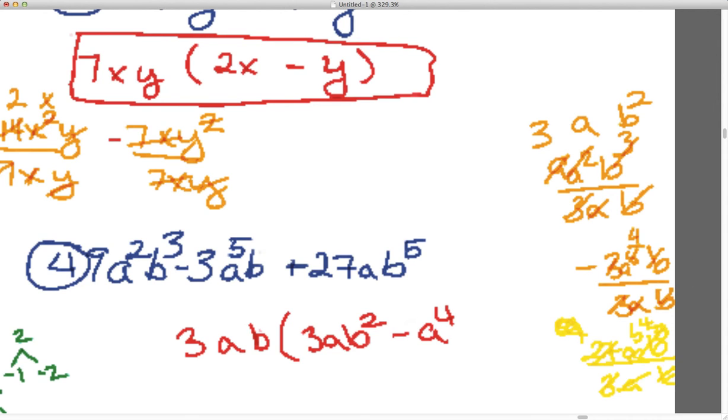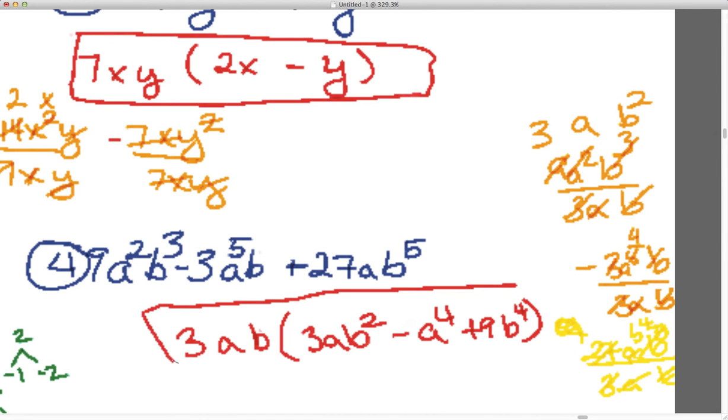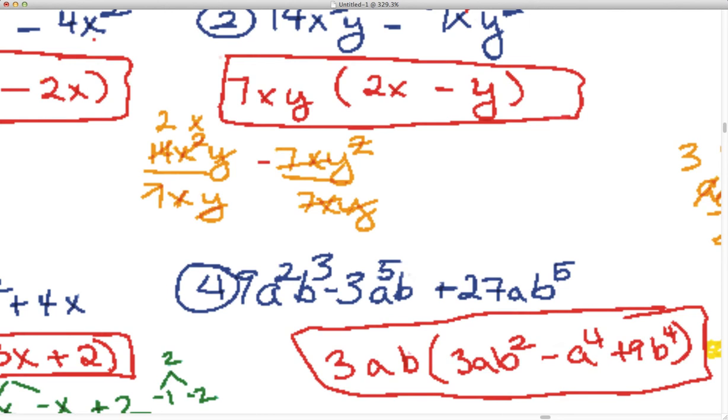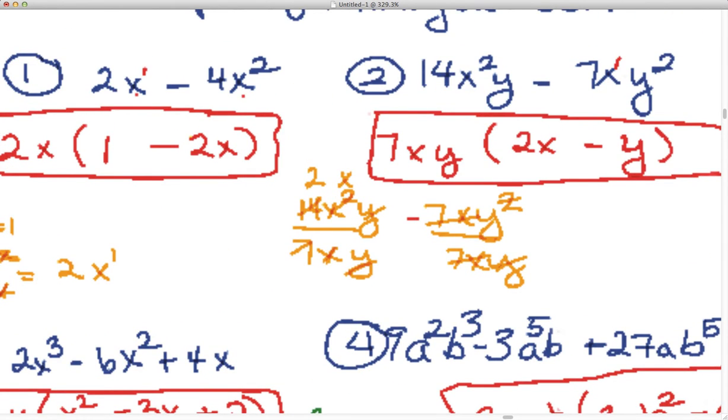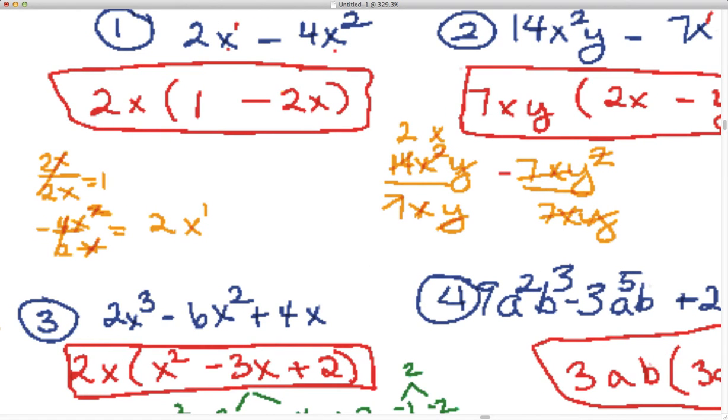So that final answer should look like this, plus 9b to the 4th. And you can test to see if you distribute back through it, if you get the same answer. And there's no trinomial factoring going on here. Okay, so that was a basic set of problems on factoring out the greatest common factor.